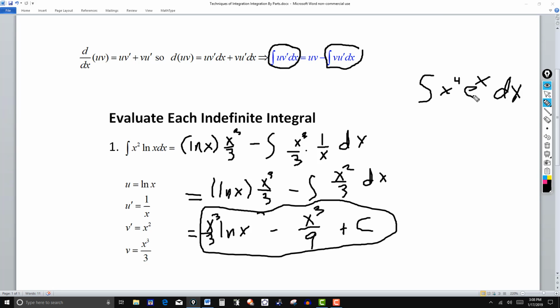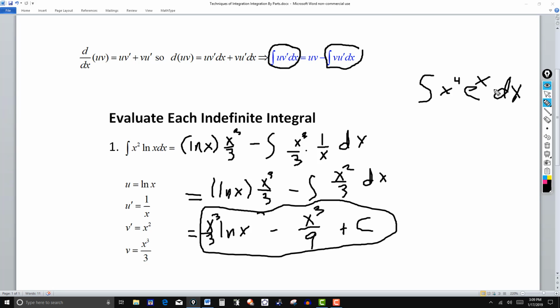But if we let u equal to x to the fourth, then du would be, or u prime would be 4 x to the third. And we're going to have an integral of the same type again. It'll be e to the x and e to some x to some power, and then a constant over here. So you might have to use integration by parts several times before you have the correct answer or the final answer.